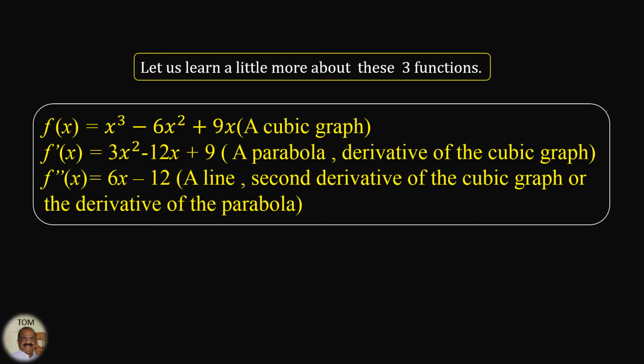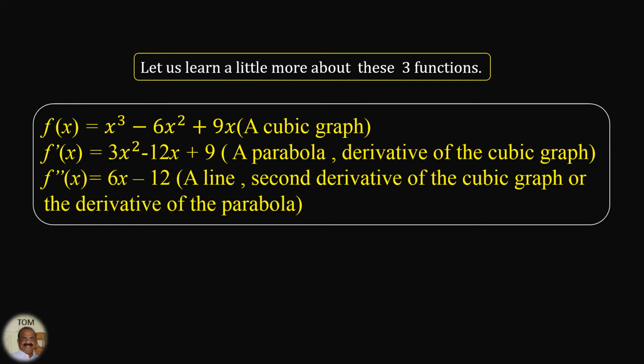Let us learn a little more about these three functions below. F(x), look at f(x) = x³ - 6x² + 9x. It's a cubic function representing a cubic graph. F dash x, what is f dash x? Derivative of the cubic function. What is that? 3x² - 12x + 9. 3x², so it's a quadratic function representing a parabola, and that is the derivative of the cubic function. So what we understand? The derivative of the cubic function is a quadratic function and it is a parabola.